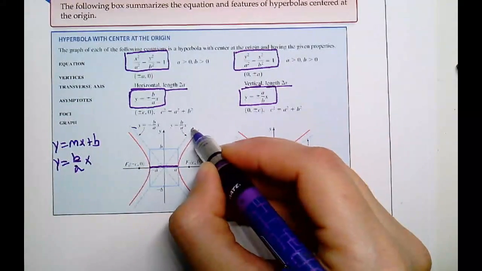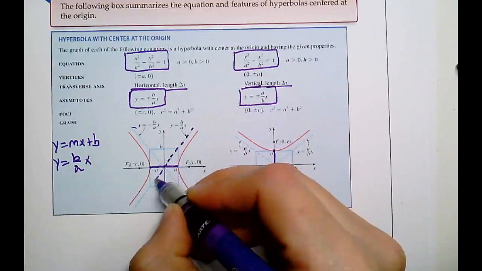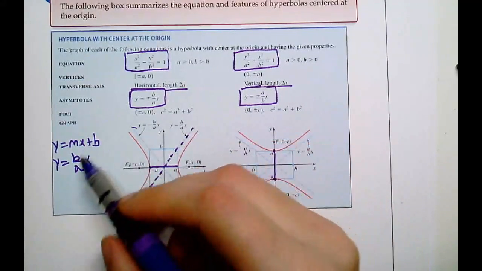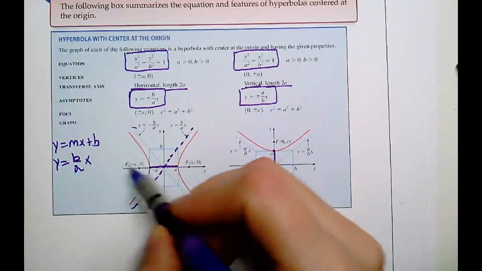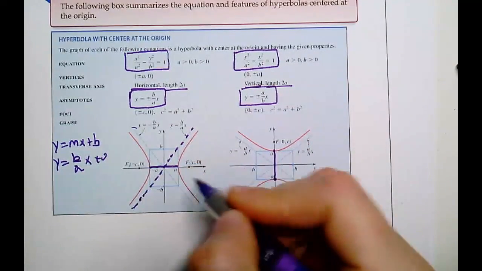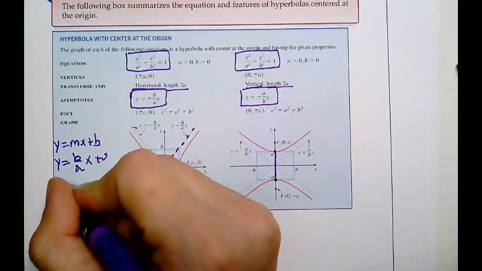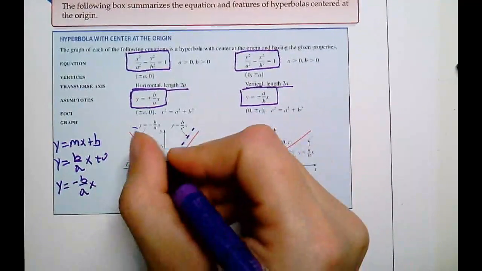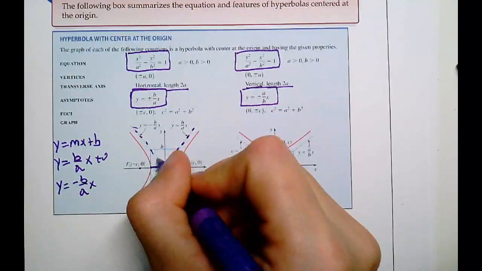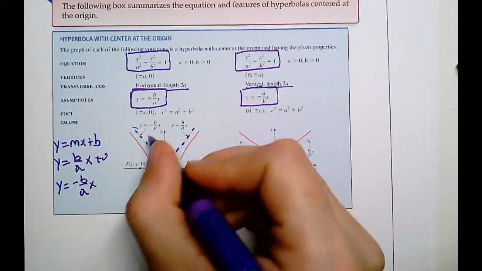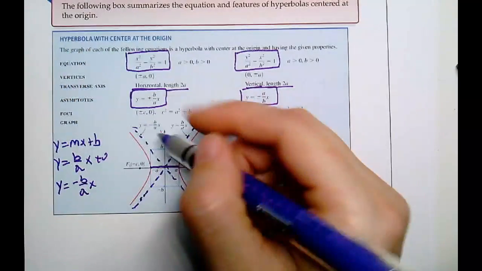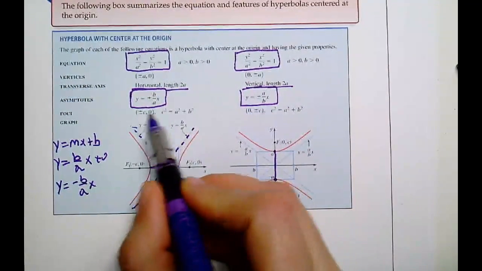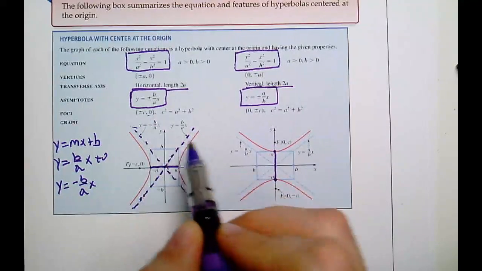So it's this one right here, for example. This is one of the asymptotes, the line with slope b over a and y-intercept 0, so it goes through the origin. And then the other asymptote is negative b over a times x. It's this one. So it's the line that also goes through the origin and has a negative slope, negative b over a. And then the foci happen at plus or minus c and 0.